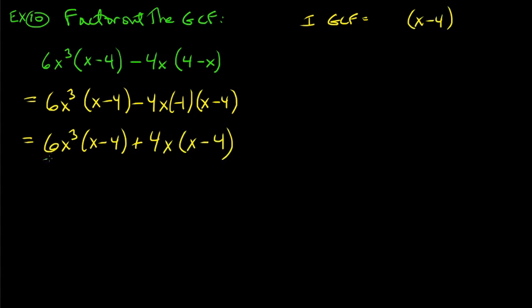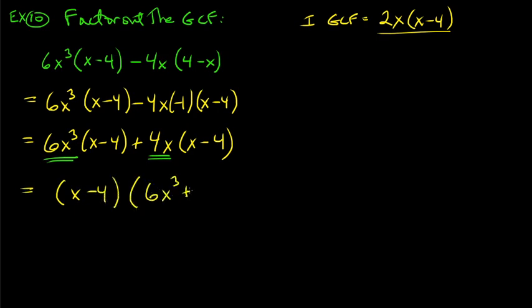On the other hand, the 6x cubed and the 4x also have something in common. They have a 2 and an x. So we're actually going to factor out the 2x times x minus 4. Okay. On the other hand, if you'd rather go step by step, maybe we should do that. Let's factor out the x minus 4 first, leaving us with 6x cubed plus 4x. Okay. But we can't leave it like this, because 6x cubed plus 4x is not prime. Right? It's not a prime number. We can reduce it or factor it further.